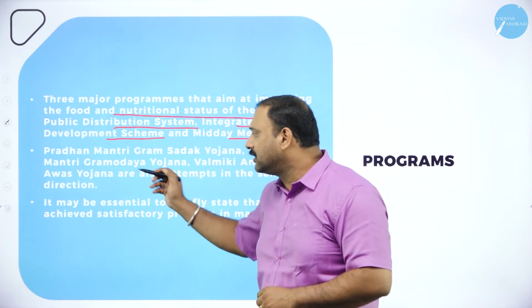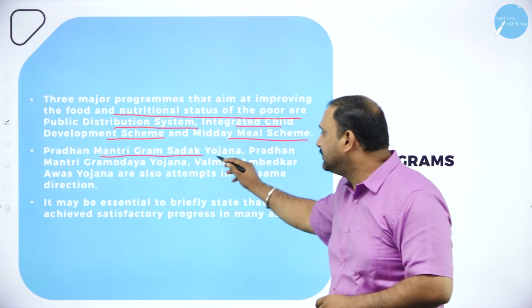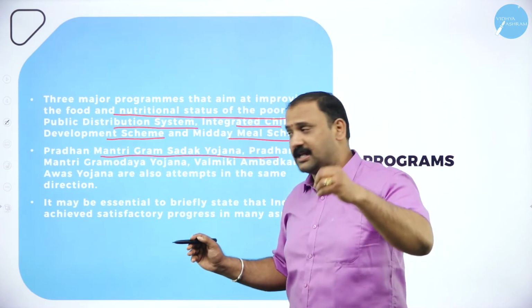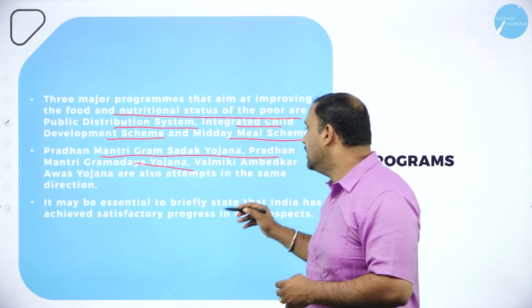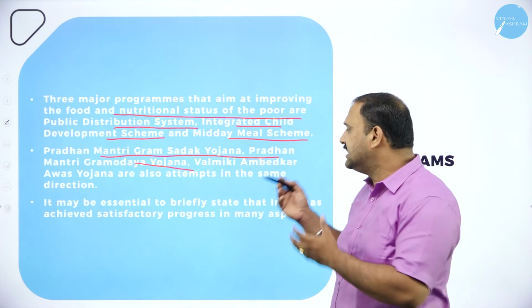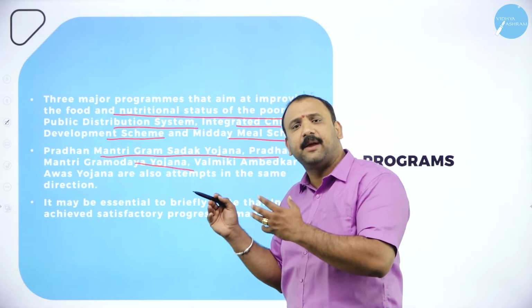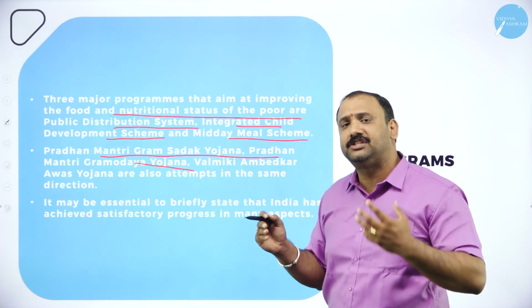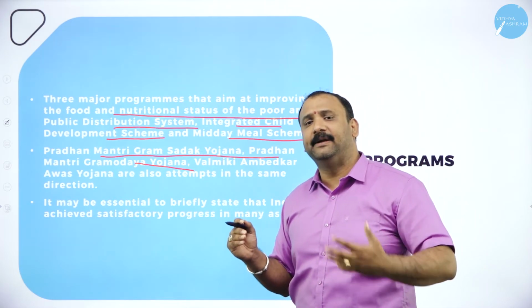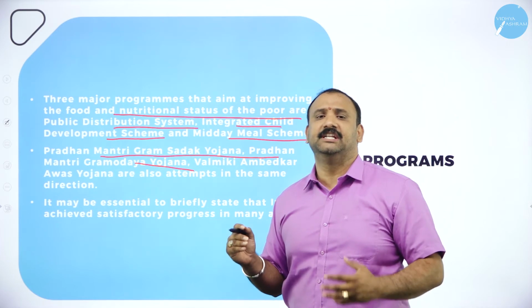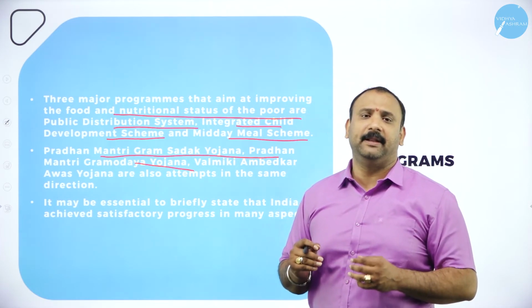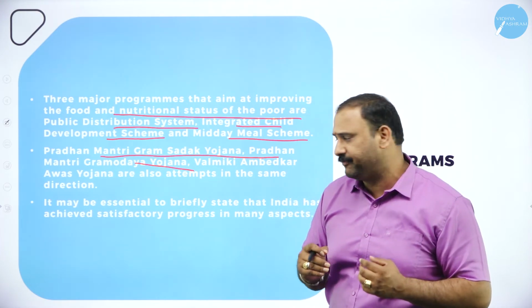Then we also brought in something called the Pradhan Mantri Gram Sadak Yojana, the Pradhan Mantri Gramodaya Yojana, Valmiki Ambedkar Yojana. These are some of the attempts on the same direction where we were trying to concentrate in terms of development, in terms of social consumption and in terms of making the public aware of their rights and benefits.